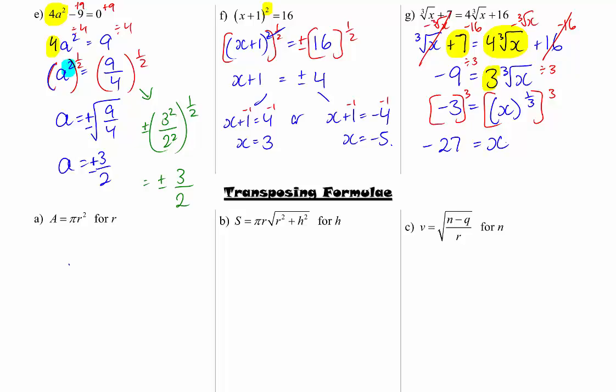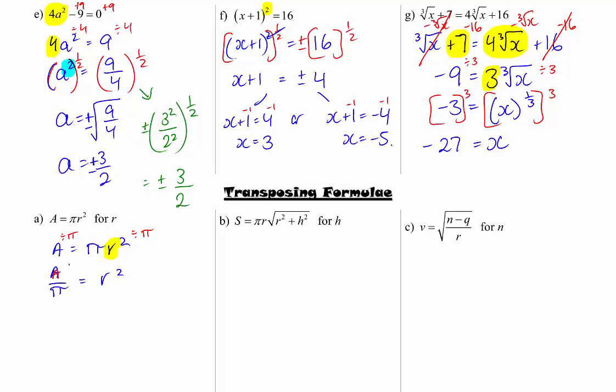And just touching on the next bit, which is transposing formulas, just so you can see where exponentials come into this. If I have a equals pi r squared, and I need to isolate the r, then the first thing I need to do is get rid of the pi. So I'm going to divide both sides by pi. So then I have a over pi equals r squared.